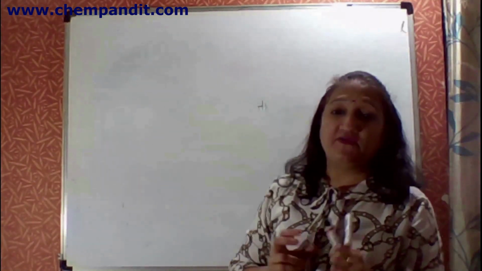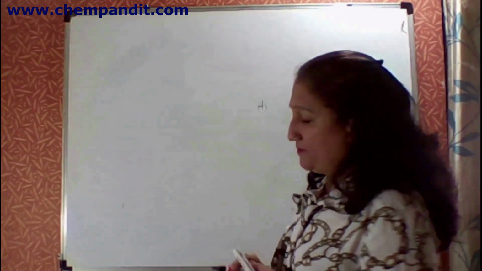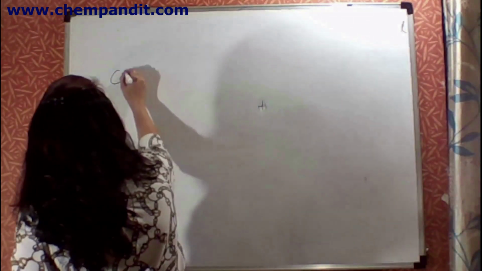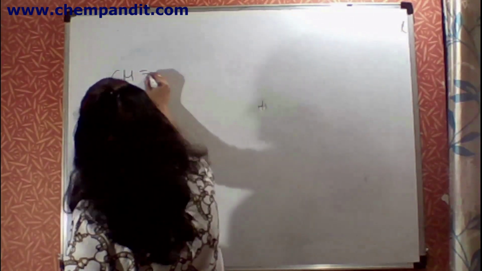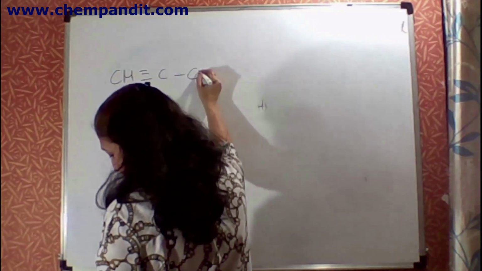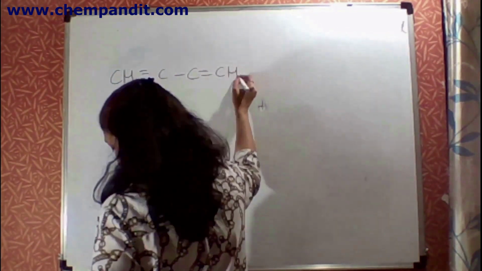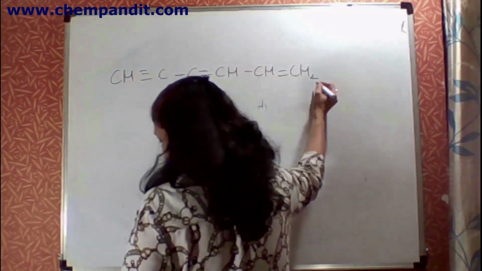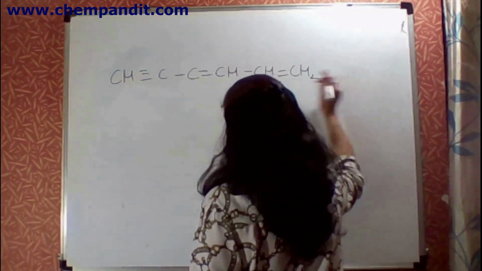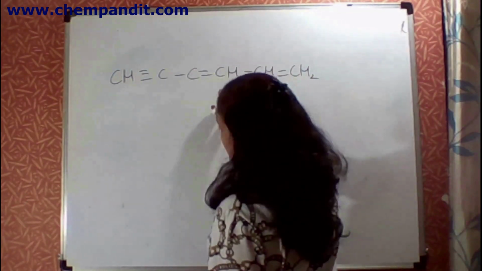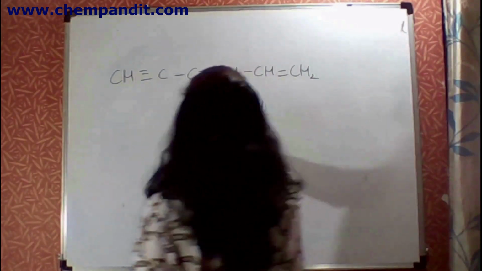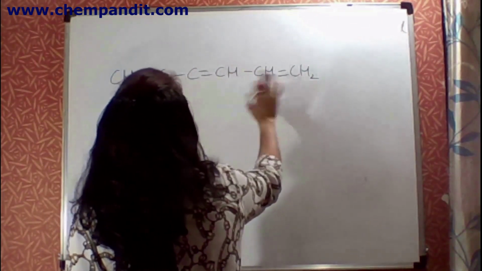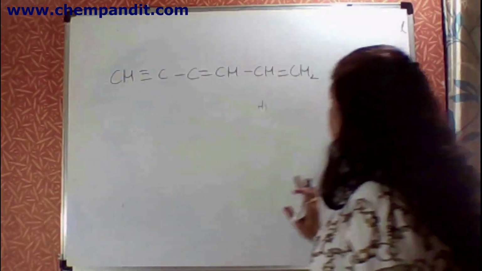After this, let's take an example where both double and triple multiple bonds are present. In that condition, how will we name the organic compound? First of all, let me write this example. CH triple bond C, single bond C, double bond CH, single bond CH, double bond CH2. That's it. 6 carbon atoms. Okay, so this is your compound.